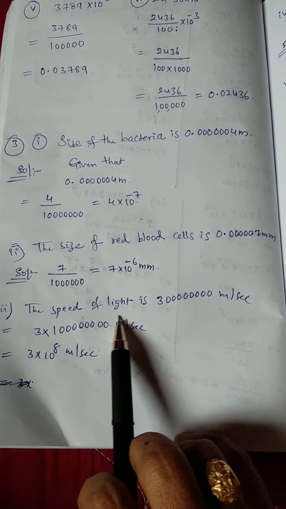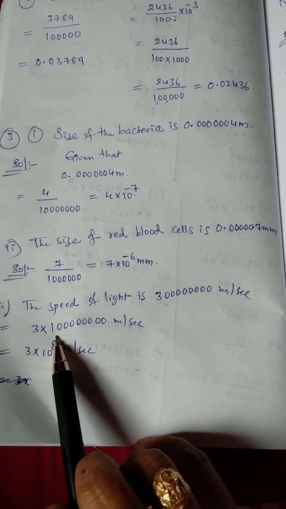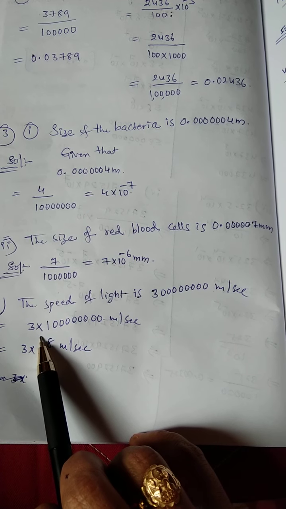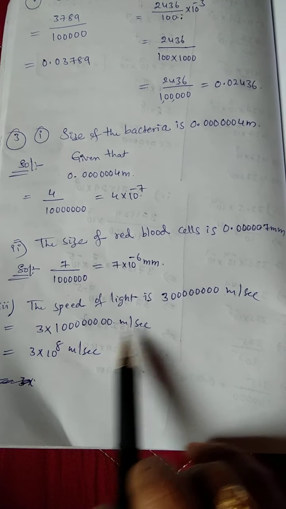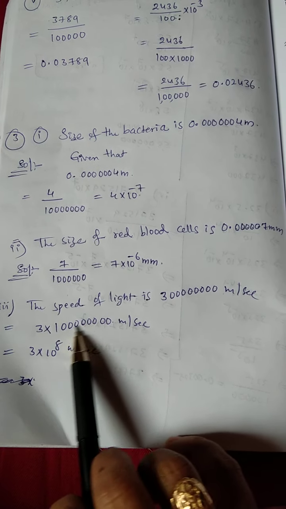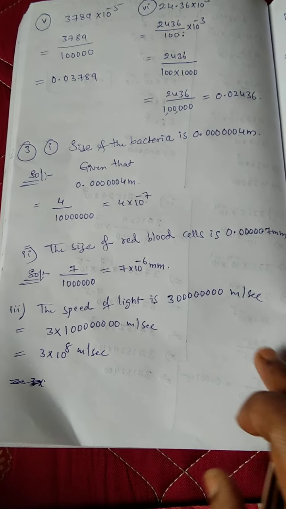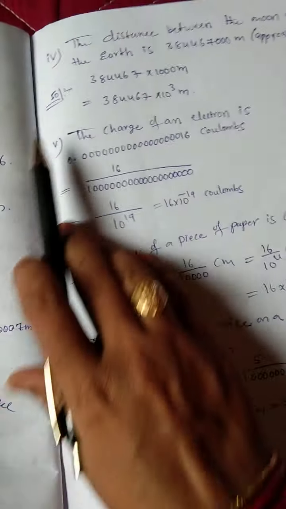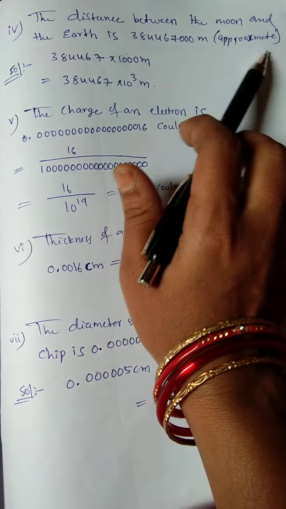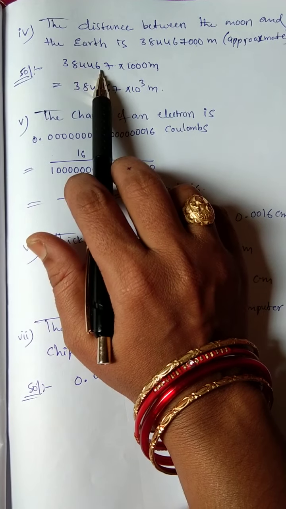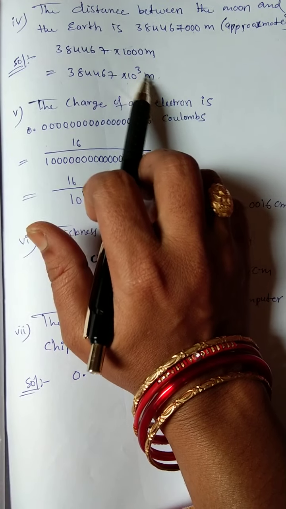Next, the speed of light is this much meter per second, then 3 into how many zeros are there into that number we should write meter per second. So 3 into here 8 zeros are there, so 10 power 8 meter per second. 3 into 10 power 8 meter per second. Okay, next, the distance between the moon and the earth is this much approximately. So this number into 1000. Now this number into 1000 means 10 cube meter.